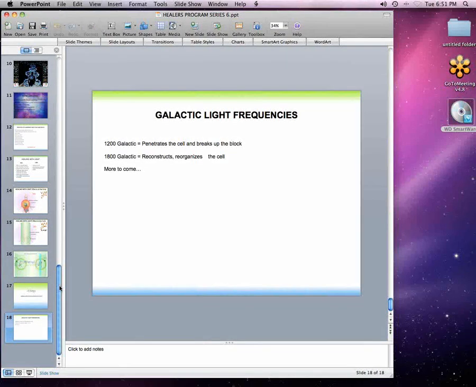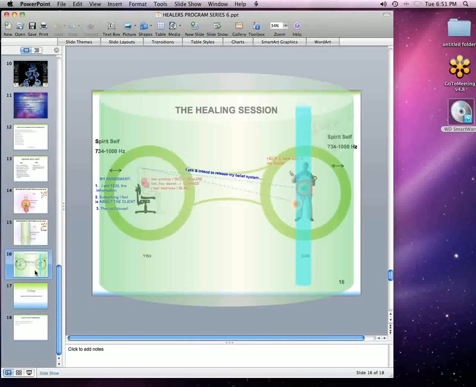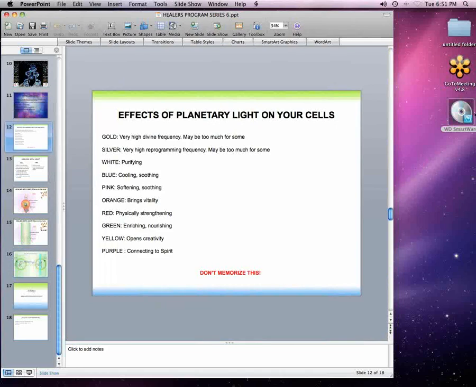I mean, this stuff is so powerful. 1800 galactic builds the cell, reorganizes the cell, reprograms the cell immediately as well. So all of this we're going to continue to build on, but for now we're going to work with the most common colors that we understand, okay? So let's begin practicing. Who would like to volunteer?